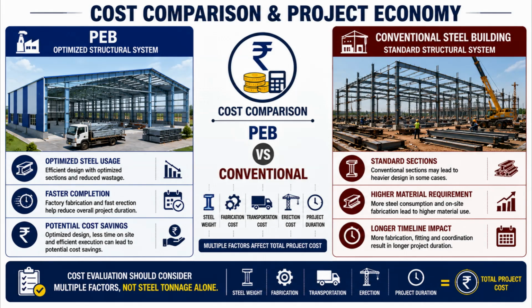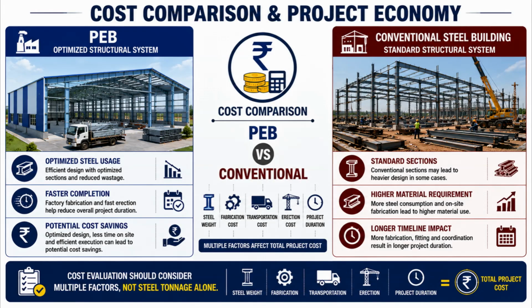Cost evaluation should never be based on steel tonnage alone. A complete project cost analysis must consider material quantity, fabrication, transportation, erection, project duration, and overall efficiency. PEB structures often achieve cost advantages through optimized steel usage, faster construction, and reduced site activities.